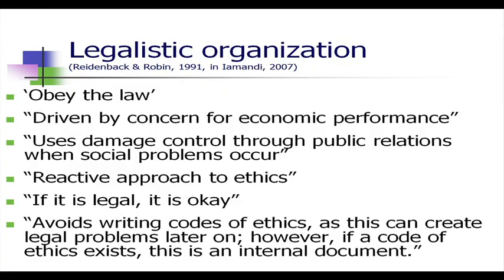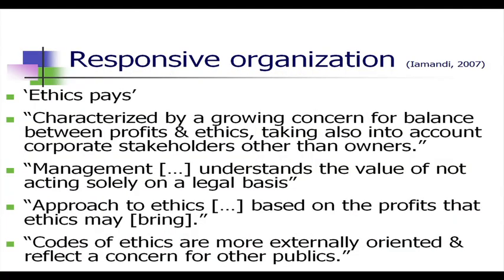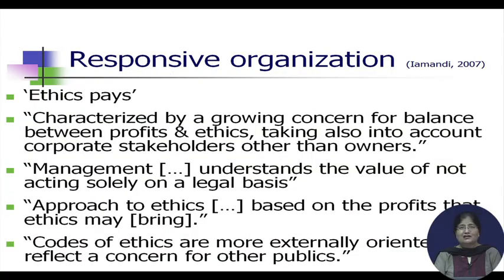It avoids writing codes of ethics as this can create legal problems later on. Why? Because somebody is going to hold you responsible. They'll say, you have written this down, please follow it. So they avoid writing legal codes of ethics, and if they produce such a document, it is for internal consumption only. That is the legalistic organization. The third stage is the responsive organization.